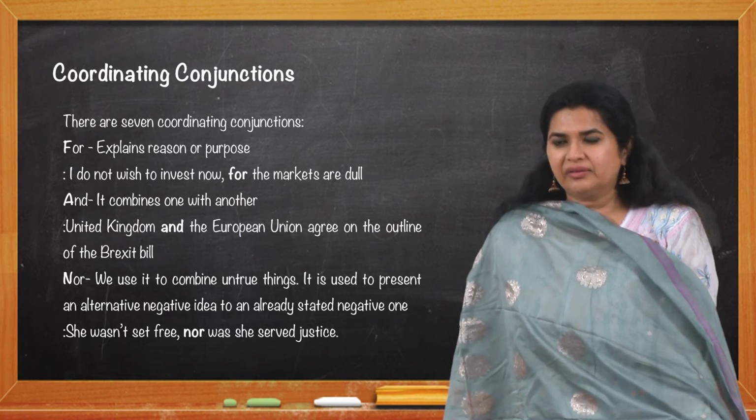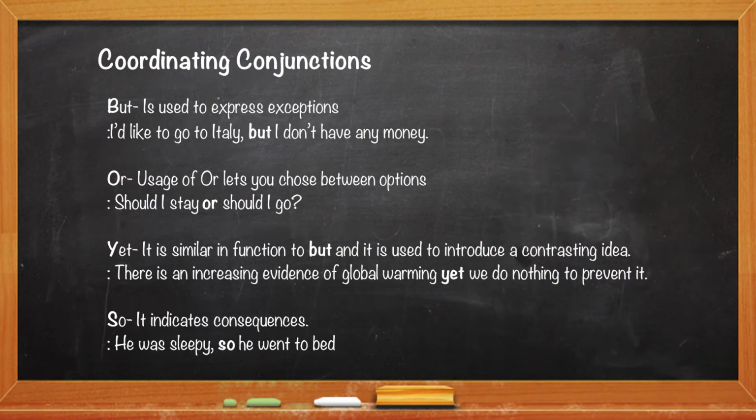So, a negative sentence. Continuing with coordinating conjunctions, but is used to express exceptions. I like to go to Italy, but I do not have any money. He came, but I was too busy to meet him. Next coordinating conjunction, or. Usage of or lets you choose between options, either or. Either he goes or I go. Should I stay or should I go?